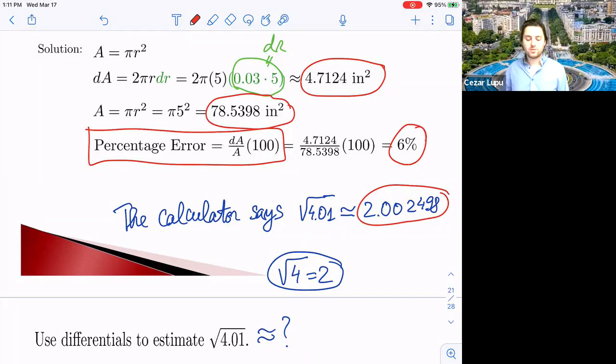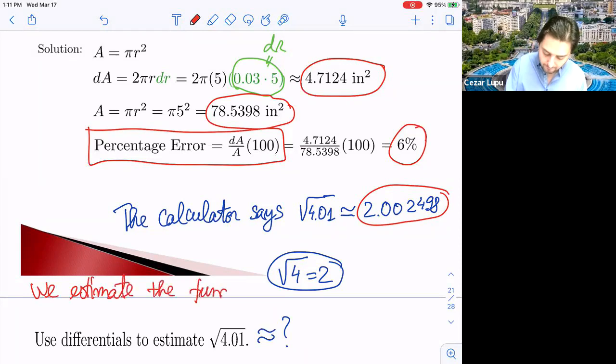So how should we use differential? What kind of functions should we estimate here? We should take the square root, right? So we should estimate this function, y of x equals square root of x, because at some point we need to evaluate y of 4.01.